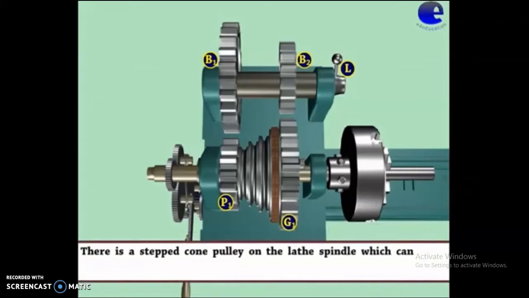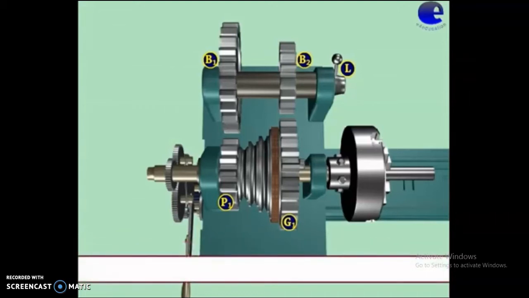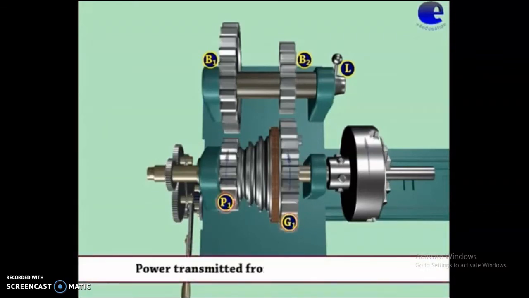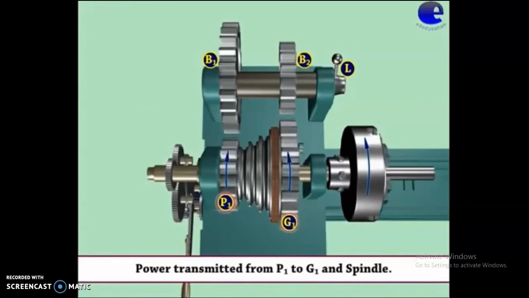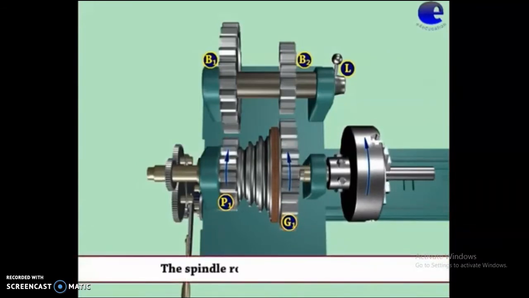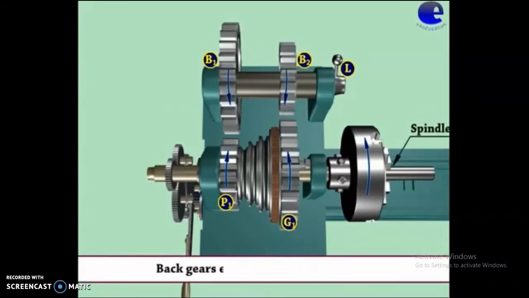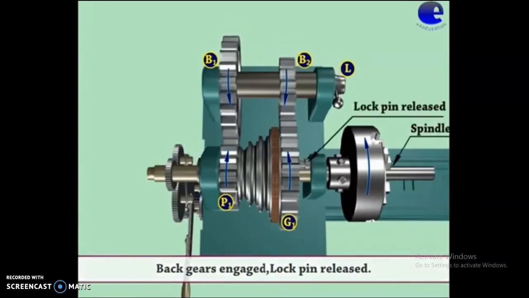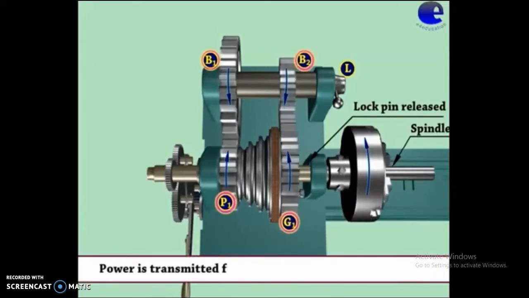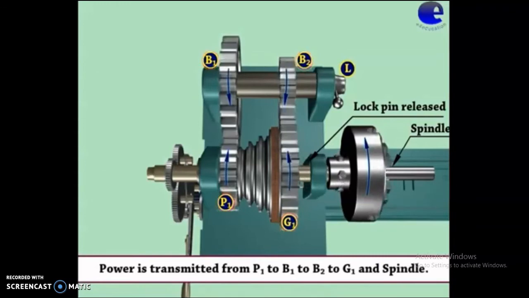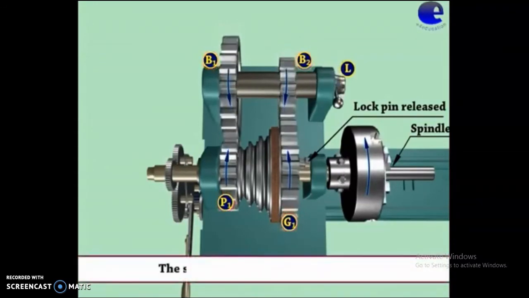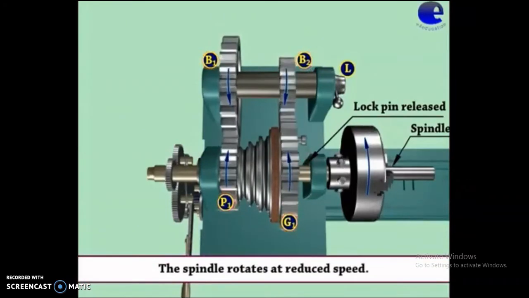There is a step cone pulley on the lathe spindle which can freely rotate. A pinion gear rotates along with the pulley. Back gears not engaged. Power is transmitted from P1 to G1 and spindle. The spindle rotates at normal speed. The spindle back gears are engaged now. Lock pin is released. Power is transmitted from P1 to B1 to B2 to G1 and spindle. The spindle rotates at reduced speed.